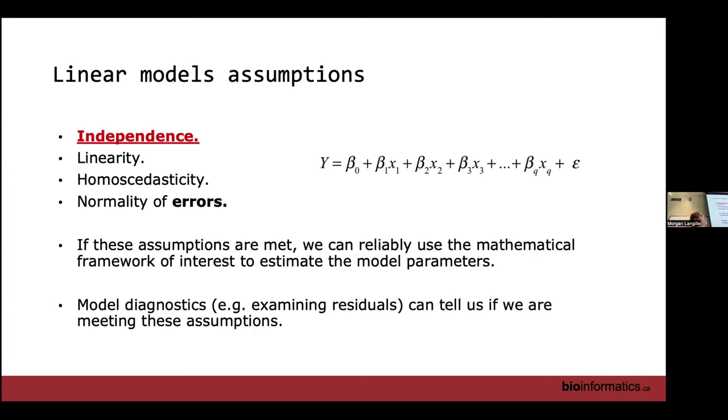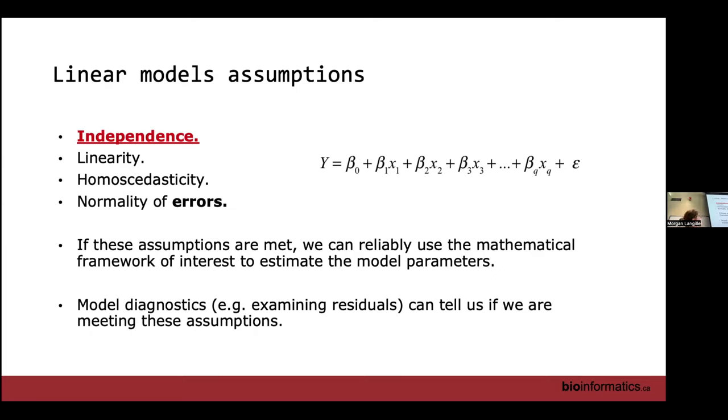You're probably familiar with most of these assumptions. The first one I will point out is independence, of course. It's pretty much one of the most important ones. Violating the assumption of independence can cause some serious problems in our data, such as pseudo-replication. We'll talk about what to do when we do find dependencies in our data. Then, of course, linearity. There should be a linear relationship between our predictor variables and our response variables.